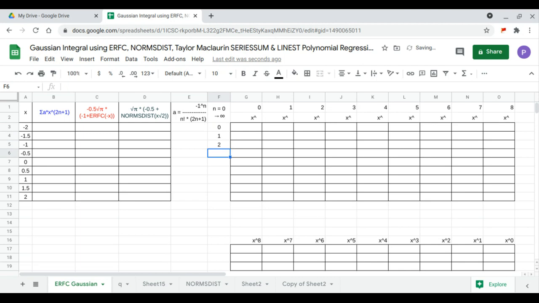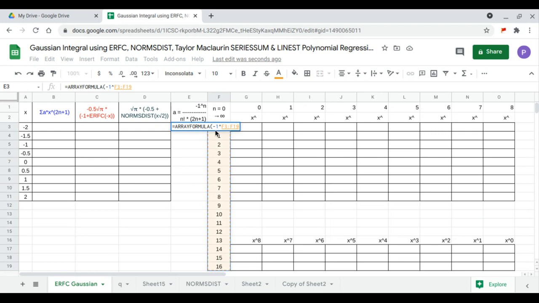So our infinity can be 16. 16 is good enough. Next, we continue with the coefficient, which is our formula, minus 1 raised to the power n, divided by, there are two parts, factorial n. The second part, times the quantity 2n plus 1, so 2 times n plus 1.